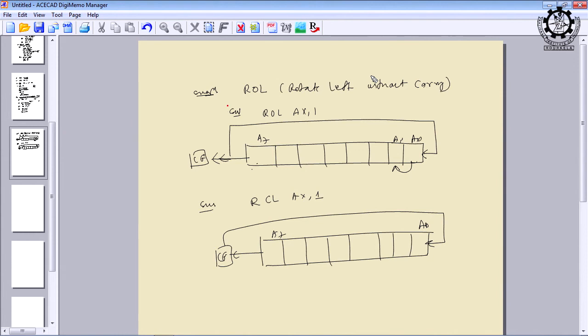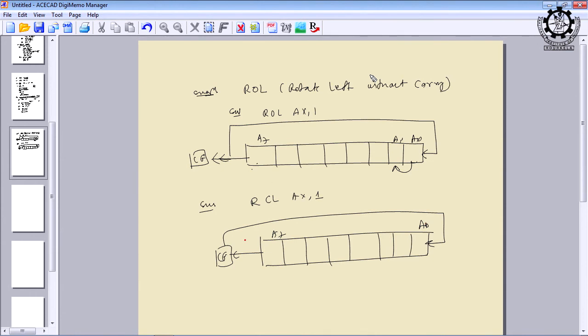which is the reverse in 8085. Wherever C is there, it is without carry. But here, wherever C is there, it is with carry. So, that is how we can remember the difference between 8085 and 8086.